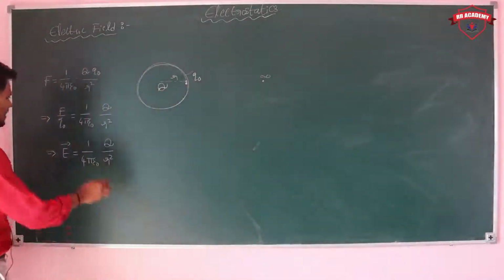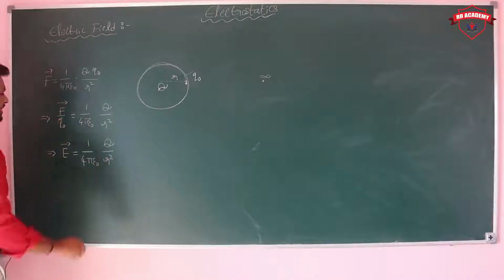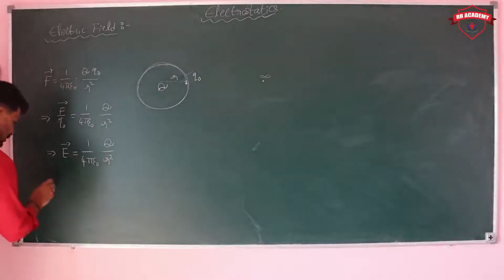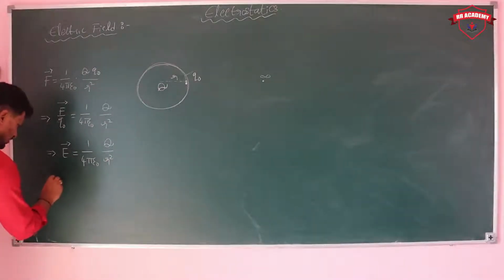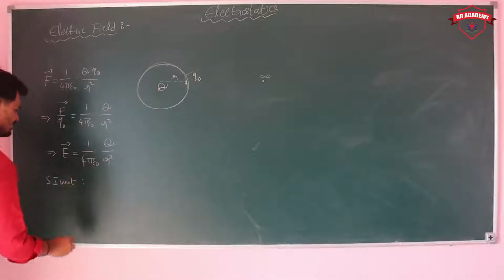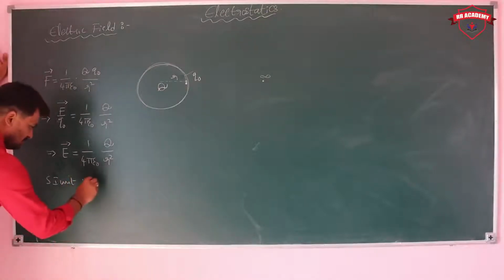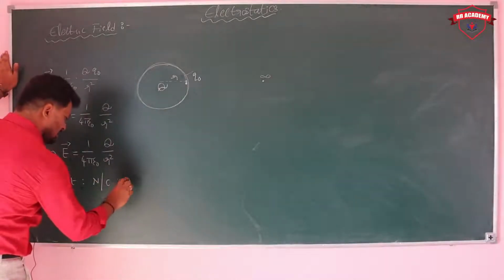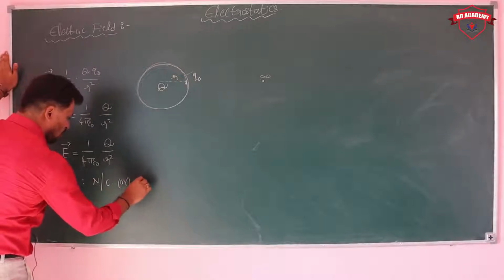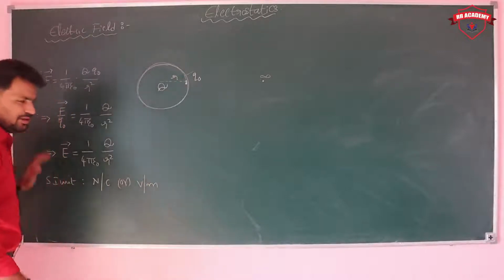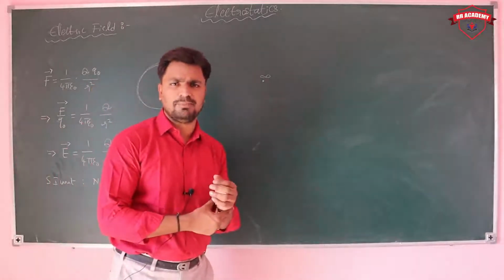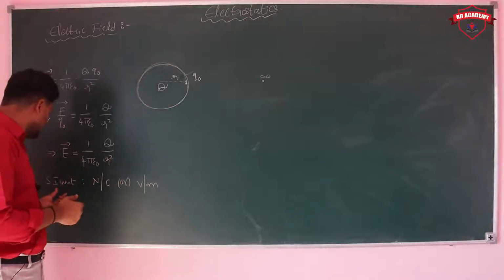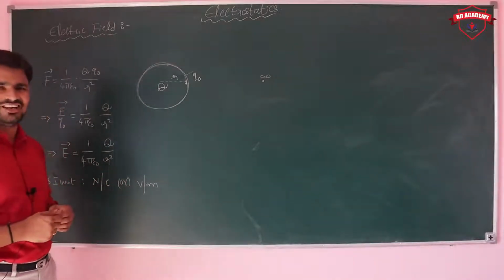Here force is a vector quantity, so electric field is also a vector quantity. The SI unit of force is Newton, so the SI unit of electric field is Newton per coulomb, or else we can also give volt per meter. Newton per coulomb or volt per meter is the SI unit of electric field.